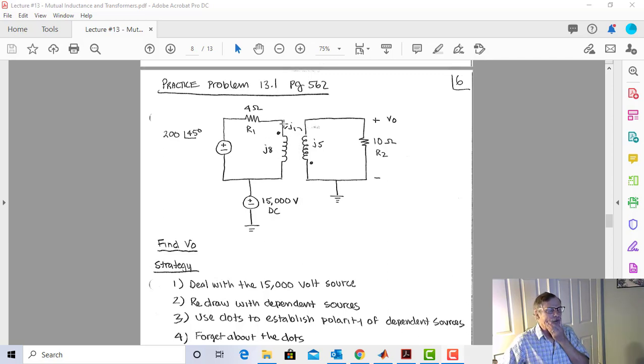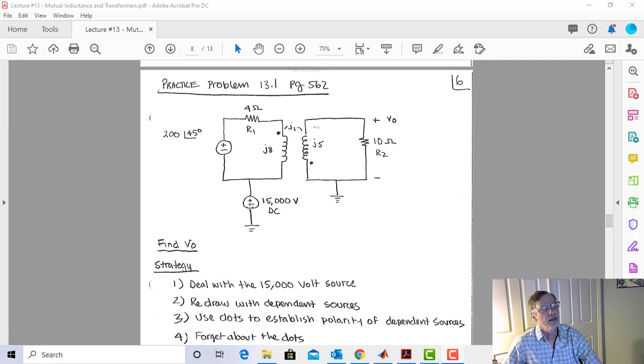And you can see that I've got the dots shown here. So that'll help me with my polarities. But we see something weird here. Look at this: there's a 15,000 volt DC source on this part of the circuit. The reason I put this here is that in the sales pitch for inductors, I told you that they were very good for isolation. And I'm going to define that here.